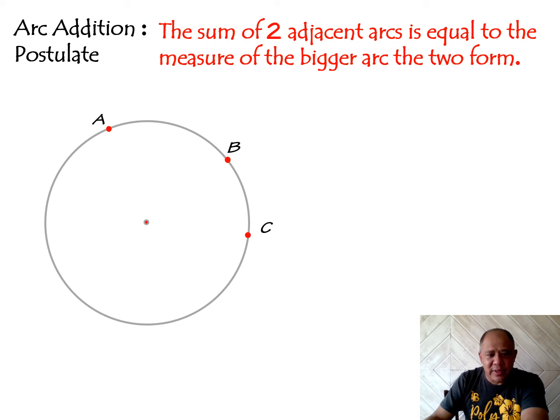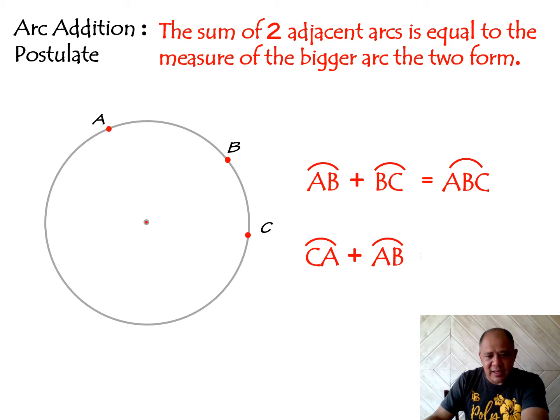And I've got 3 points, A, B, and C. So arc addition would be this. If I take AB plus BC, what do I get? I get the bigger arc, which is arc ABC. Also, if I take CA plus AB, what do I get? I get the bigger arc CAB. And this is the arc addition postulate. When you add two smaller arcs, you get the bigger arc. So let's go ahead and apply this.